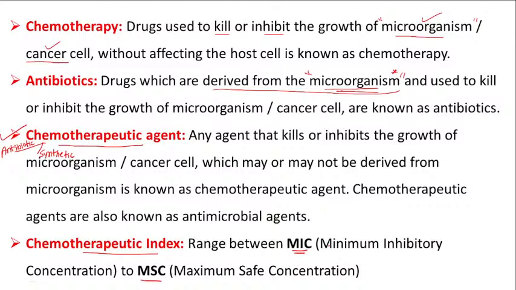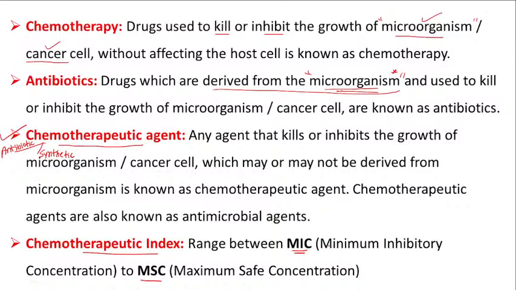In case of chemotherapeutic index, we use the MIC, but in case of the simple therapeutic index, we use the MEC, minimum effective concentration. So the chemotherapeutic index and therapeutic index are the same, but the chemotherapeutic index is for antimicrobial agents. So here we are writing the minimum inhibitory concentration to the maximum safe concentration. This range is called the chemotherapeutic index.